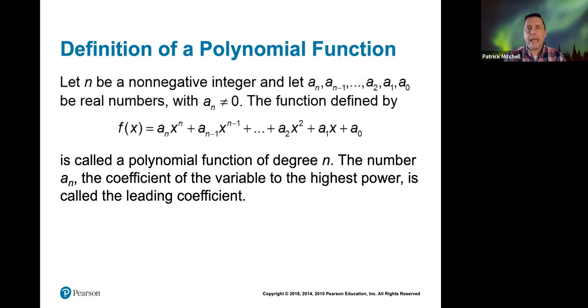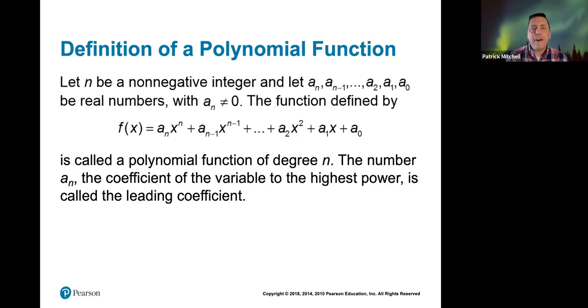This is just yet another example of something looking more complicated than it really is just because of notation. So the definition of a polynomial function is if you let n be a non-negative integer and let all of these numbers a sub n minus 1, all the way down to a sub 0, be real numbers. So remember, that means they could be fractions, decimals, whatever, with a sub n not equal to 0.